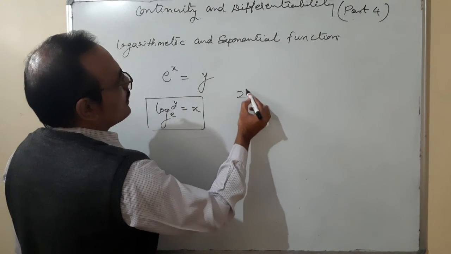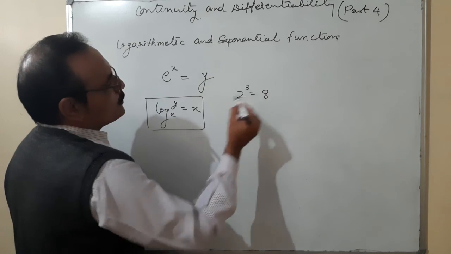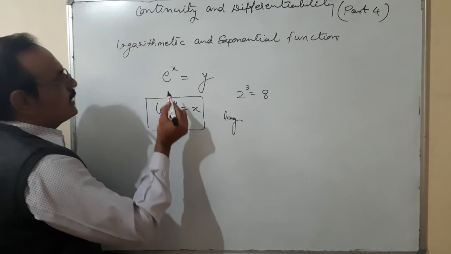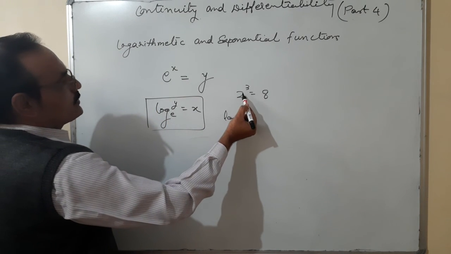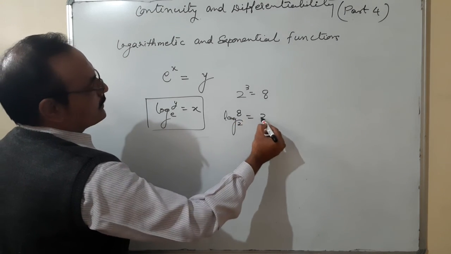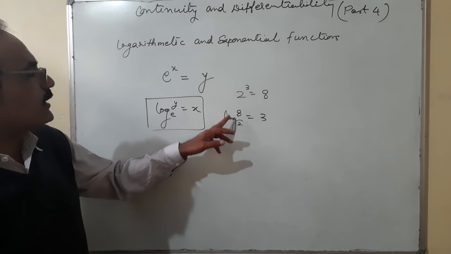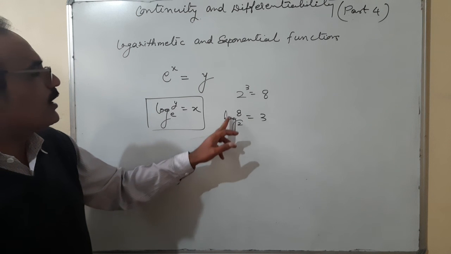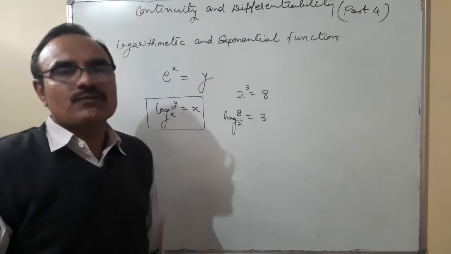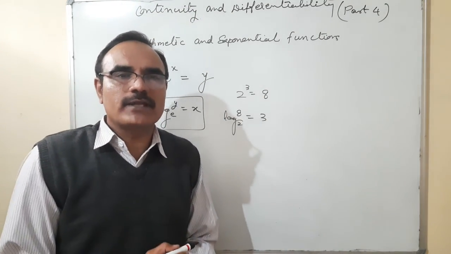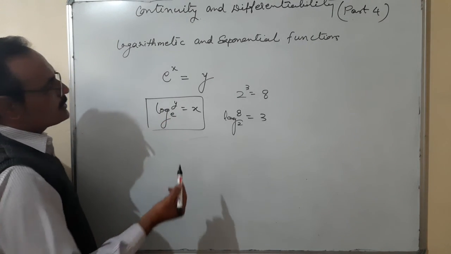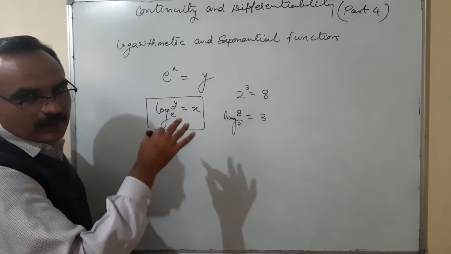For example, 2 to the power 3 is equal to 8. Then what should I write here? Log, with the base being 2, the number 8, and the value 3. So this is the meaning: log 8 base 2 is equal to 3. This is the procedure by which you can convert the exponential form into the logarithmic form, and from the logarithmic form to the exponential form. If log y base e is equal to x is given, simply we'll write e to the power x is equal to y, and vice versa.